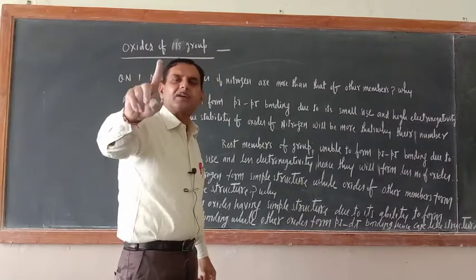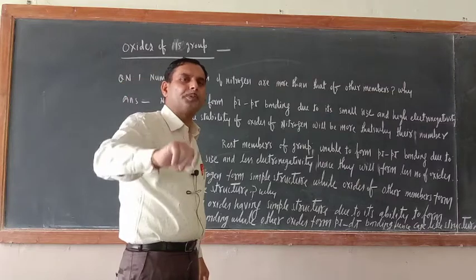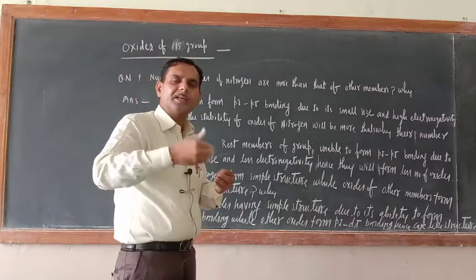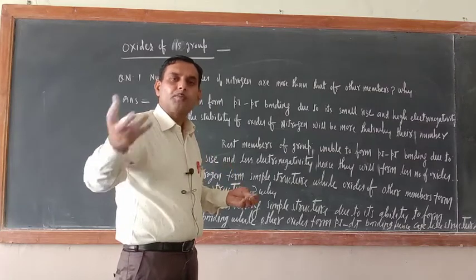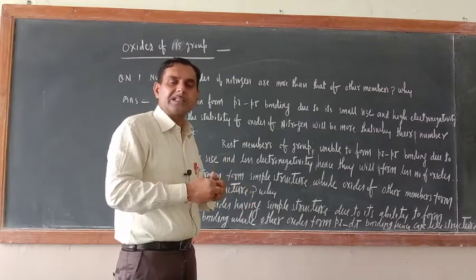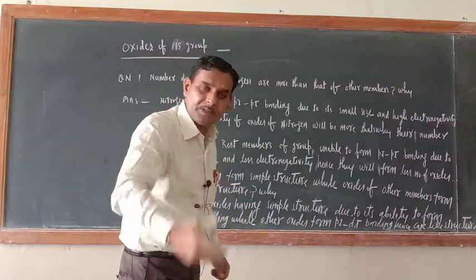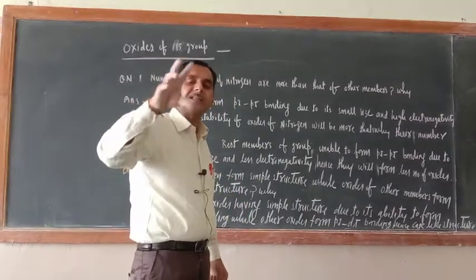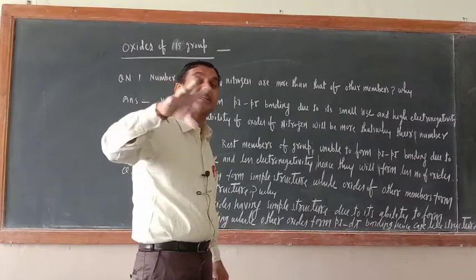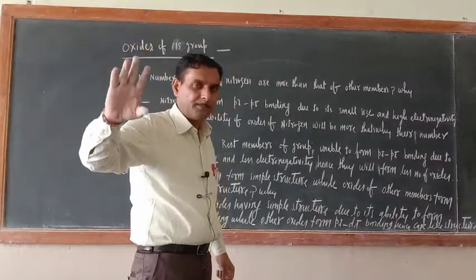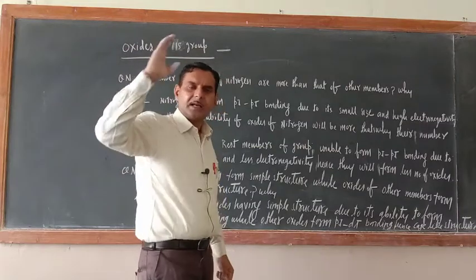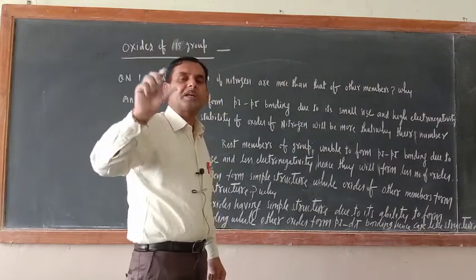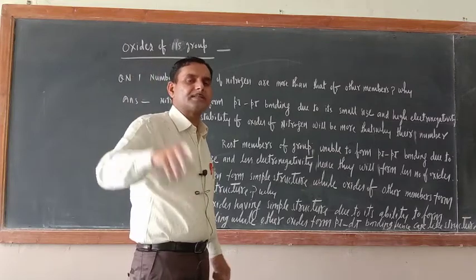Just see. Nitrogen's bonding orbital is 2p. Oxygen's bonding orbital is also 2p only. So the energy gap is not there. So both bonding orbitals overlap effectively with each other and they form p-pi bonding. That is why the number of oxides of nitrogen is more. In all the oxides, right from N2O to N2O5, p-pi bonding is possible between nitrogen and oxygen.